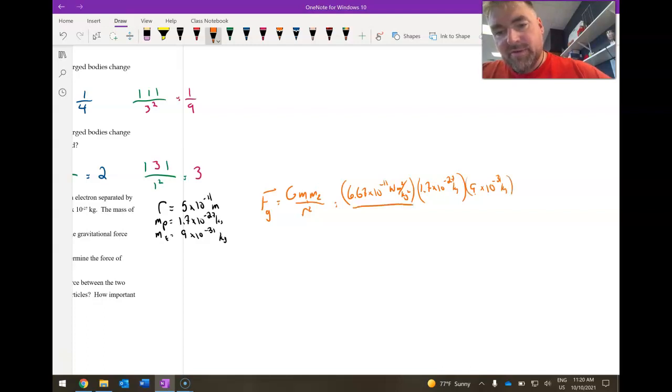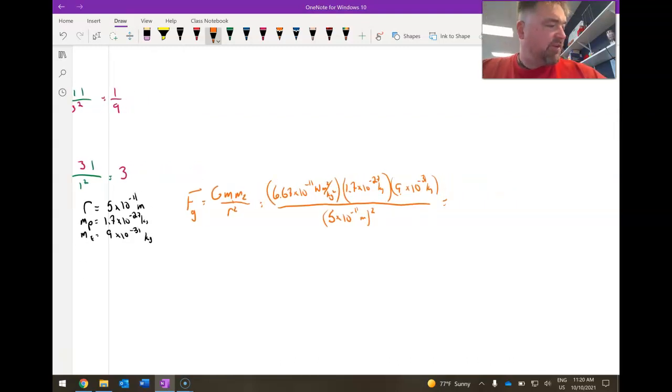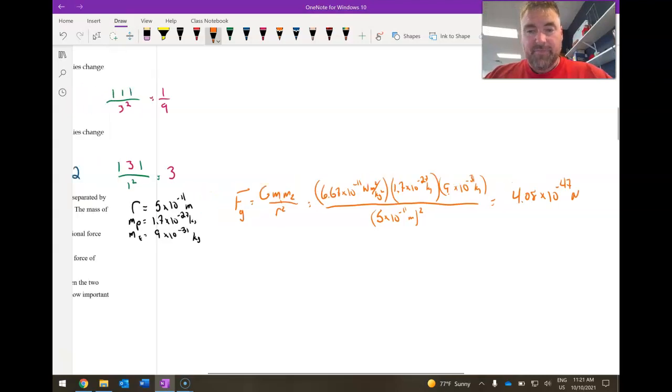And then we're going to divide it by the distance between them squared. So we got to divide that by 5 times 10 to the negative 11th meters. Don't forget to square it. And when we do that, we're going to find a force of about 4.08 times 10 to the negative 47th newtons. So really gosh darn tiny.